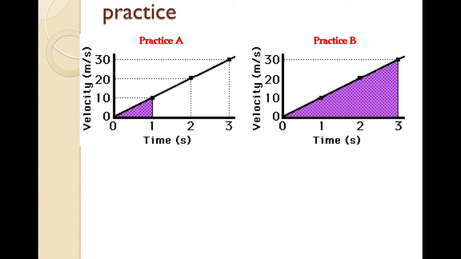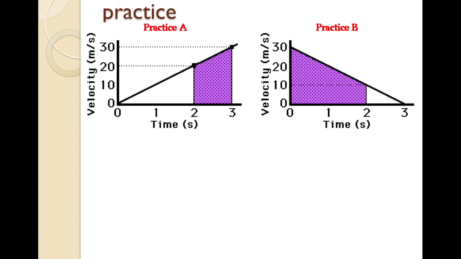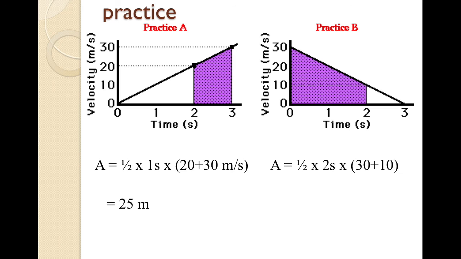Here's another one you can pause and try to find the area or displacement of the object. The answers are 5 meters and 45 meters. Here's another one. So remember, this one is a trapezoid, or you can cut it into a triangle and rectangle. Your answers are 25 meters and 40 meters.